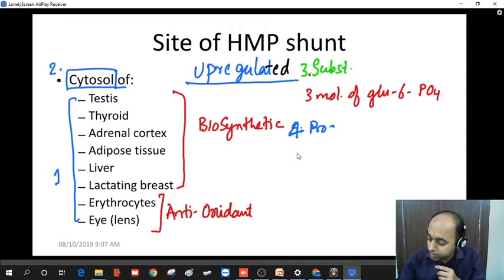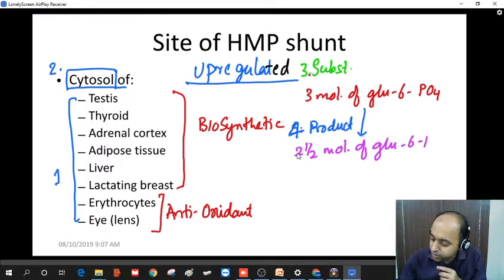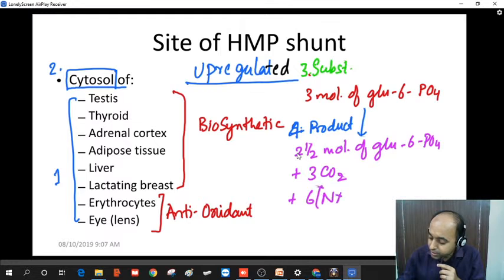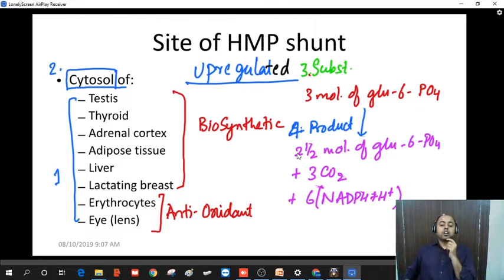For number 4, the products. The products are 2.5 molecules of glucose 6 phosphate. The remaining half glucose 6 phosphate is released as carbon dioxide, and simultaneously 6 NADPH are generated. So the product is 2.5 molecules of glucose 6 phosphate plus 3 carbon dioxide plus 6 NADPH plus H plus.